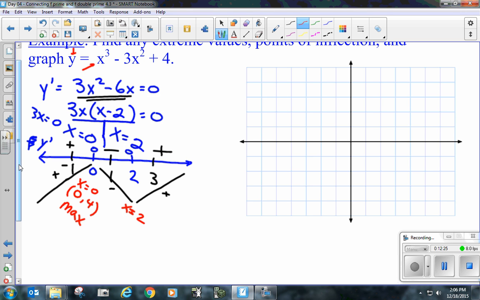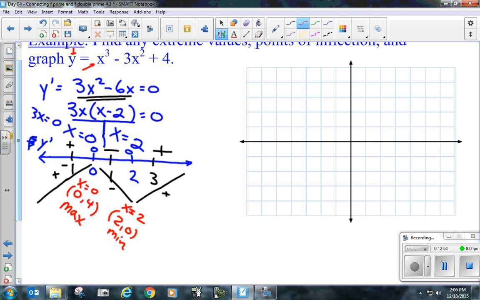What if I throw in a 2? Obviously, that might be a midpoint. It's going to be lower. Is it 0? What is 2 cubed? 8. Okay? Minus, what's 3 times 2 squared? 4. Well, that's 12. 8 minus 12 plus 4? So that is at 2 comma 0. And that's a midpoint. Okay? So you see how I did that?